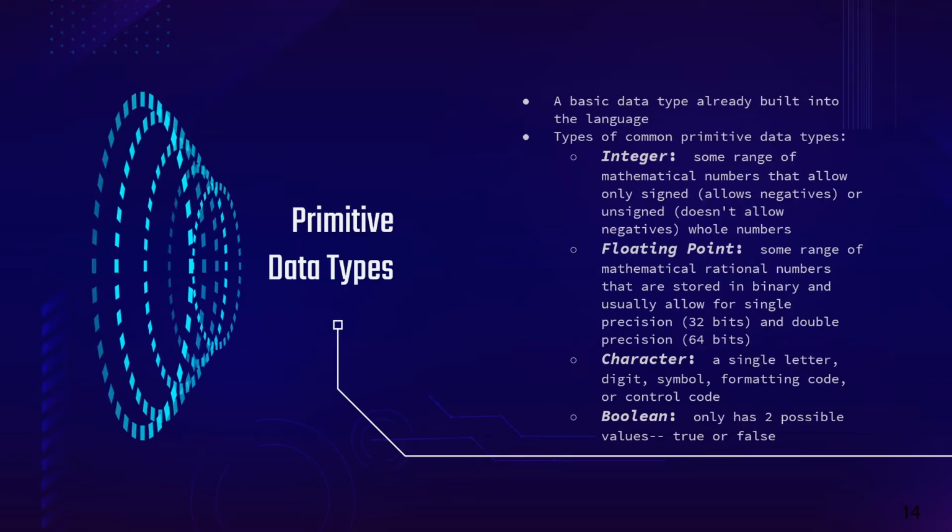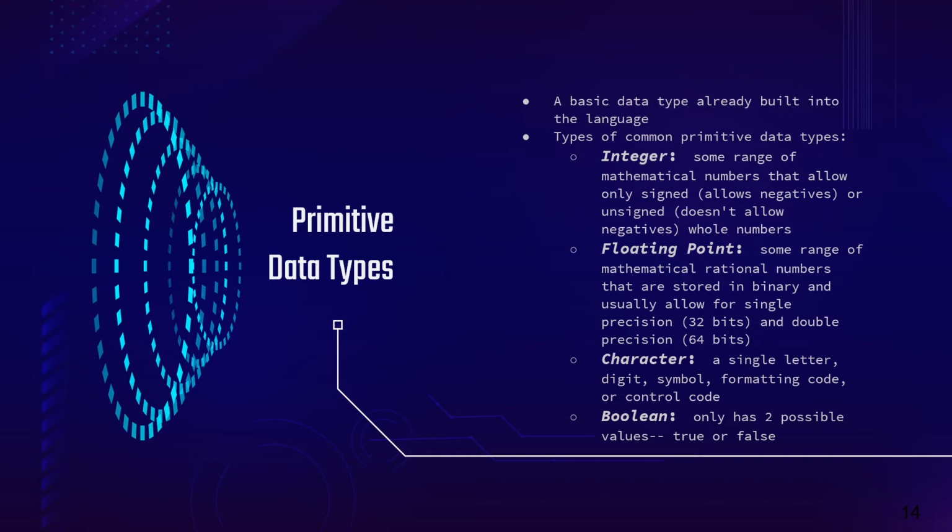So primitive data types. There is primitive and composite. So here, primitive is a basic data type already built into the language. Some common ones that you'll see are integer, which is whole numbers. It could be positive or negative, but it's whole numbers. And it only allows signed and unsigned. So signed allows negatives, unsigned doesn't. We're not going into really low level stuff, so I'm probably not going to cover it, but if you see these words anywhere online, if you're looking up help for something, now you know. Floating point. So some range of rational numbers that are stored in binary and allow for single precision, which is just the regular float.